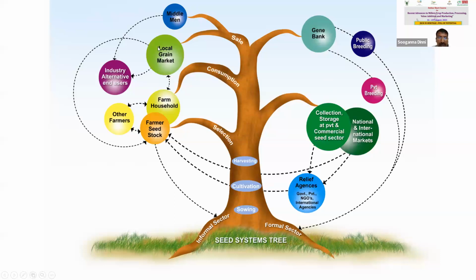But here the informal seed sector, it is unorganized. The farmer seed stock, the other farmers, or it can be local grain. Seed can be sourced from the local grain market, and middlemen. These are the sources of the informal seed system.